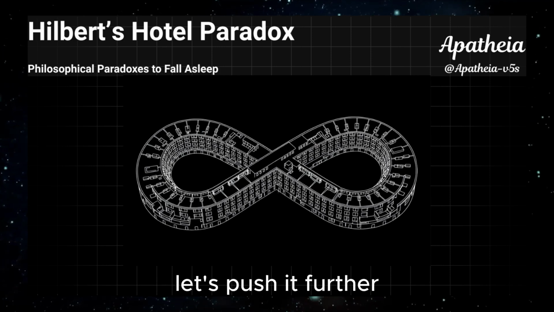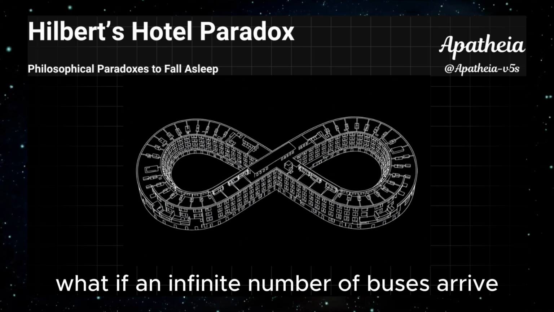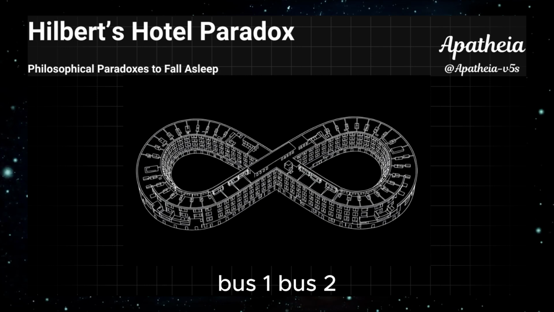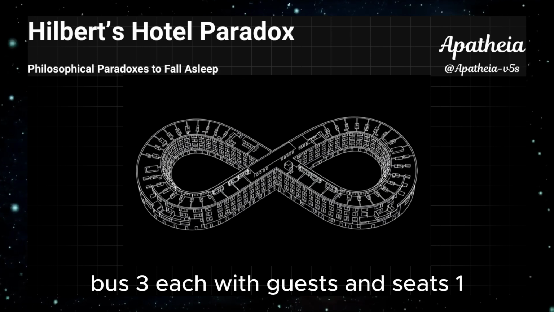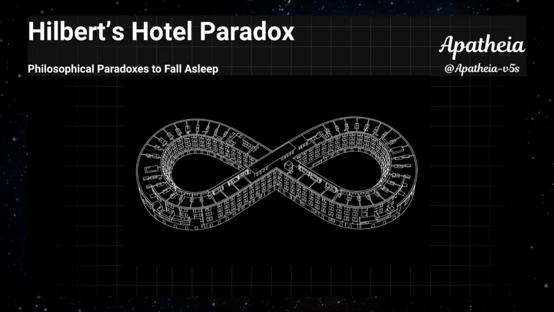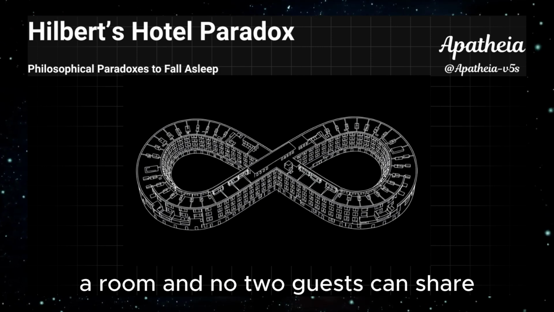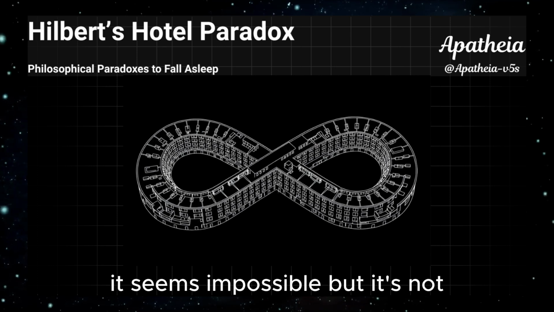Let's push it further. What if an infinite number of buses arrive, each carrying an infinite number of guests? Bus 1, bus 2, bus 3, each with guests and seats 1, 2, 3, and so on. Now the challenge is to assign each guest from every bus a room, and no two guests can share. It seems impossible. But it's not.